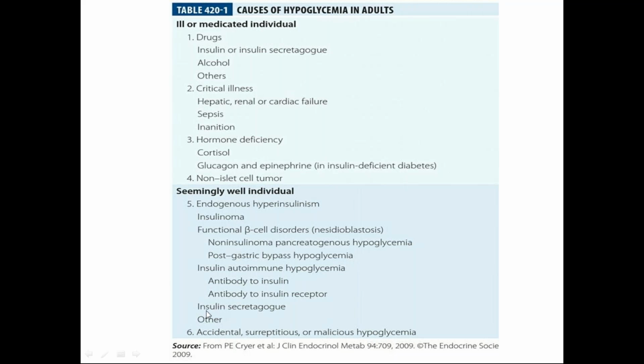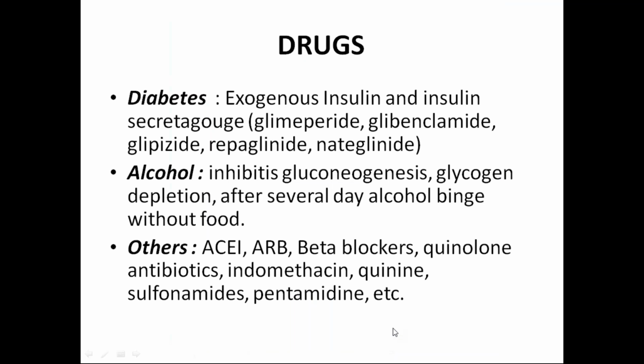When there is ingestion of an insulin secretagogue, like glimepiride, etc., or else accidental, surreptitious, or malicious hypoglycemia. So drugs in diabetics: there is exogenous insulin and insulin secretagogues, which stimulate the beta cells to secrete insulin. So we use them in diabetes. Those are glimepiride, glibenclamide, glipizide, repaglinide, and nateglinide.